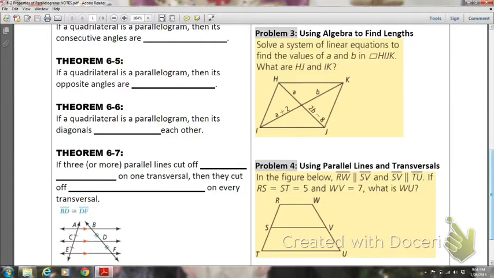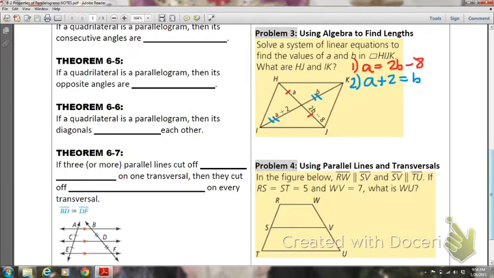Here we're going to use the properties of the diagonals of a parallelogram. We know that the diagonals bisect each other, so that means that these two segments are congruent. So we know that in our first equation, A is equal to 2B minus 8. And then in the second equation, we're going to look at this other diagonal that's bisected. So in our second equation, we see that A plus 2 is equal to B. Just because the diagonals are bisected, we can set those two segments congruent to each other.